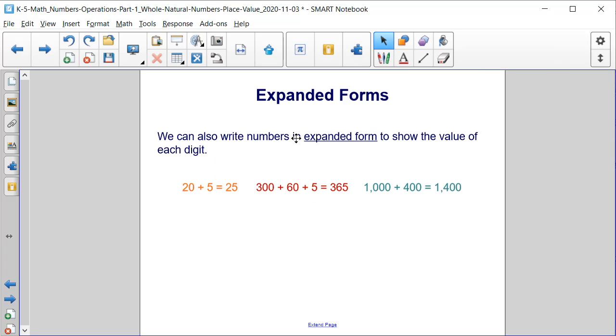We can also write numbers in what's known as expanded form to show the value of each digit. For example, we can write 20 plus 5, which equals 25. To represent the number 365, we can expand it to be 300 plus 60 plus 5. Similarly, with 1,400, we can represent it as 1,000 plus 400. And this is what's known as expanded form.